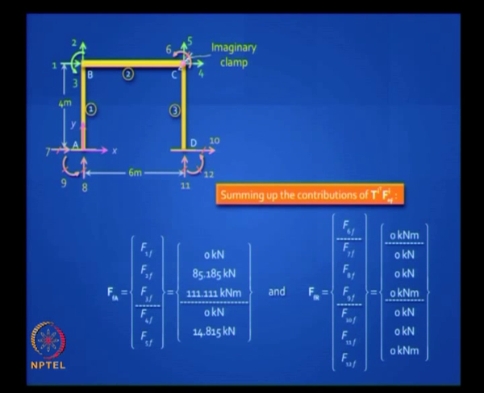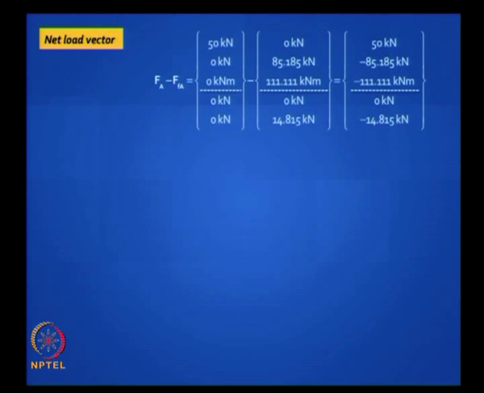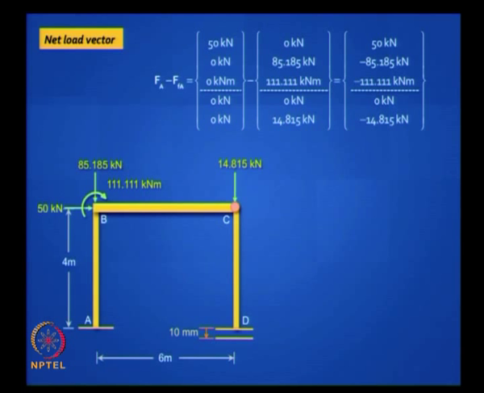We are just repeating what we did earlier, except that the force vector is changed slightly, and we get FFA and FFR, and we get the net load vector. Okay, and you can draw a sketch showing the loads that you get.